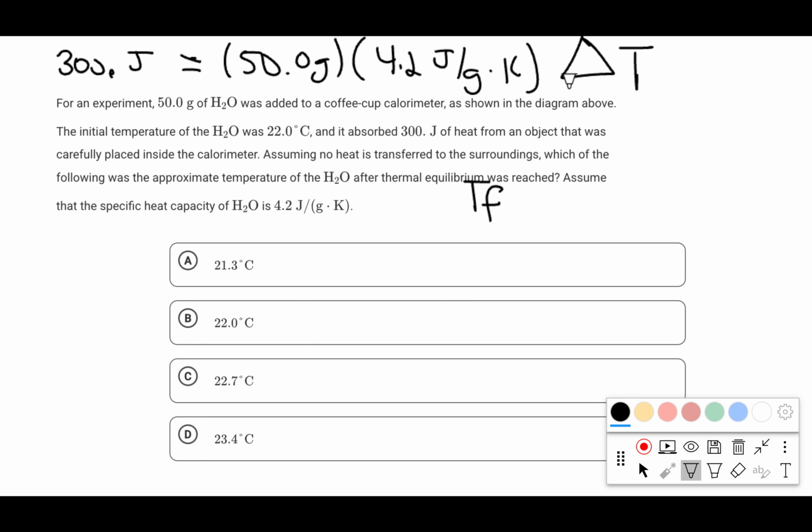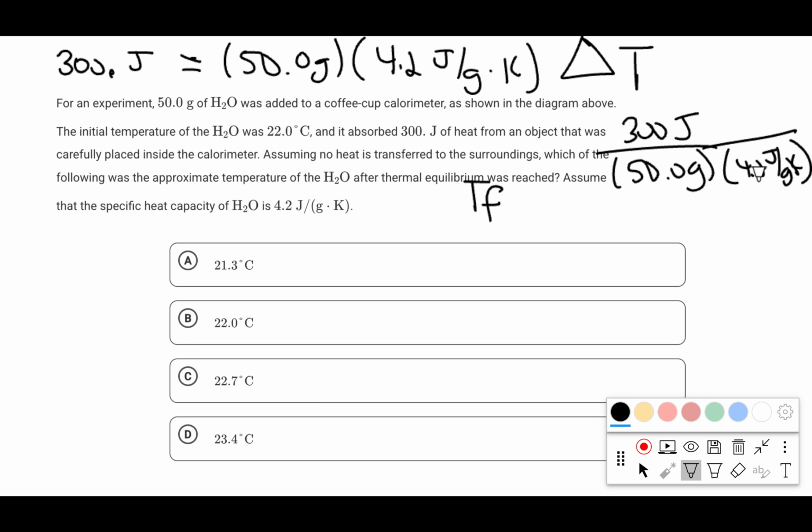So to solve this out, I'm going to divide 300 by my 50 and my 4.2. So I'm going to set that up over here. Mathematically, you're going to end up with it looking like this. When I divide this out, my grams are going to cancel still, and the joules are going to cancel still. So I am solving for my change in temperature. Let's plug that in our calculator.